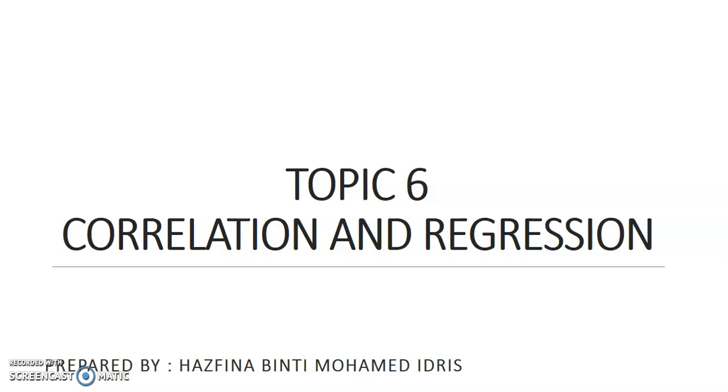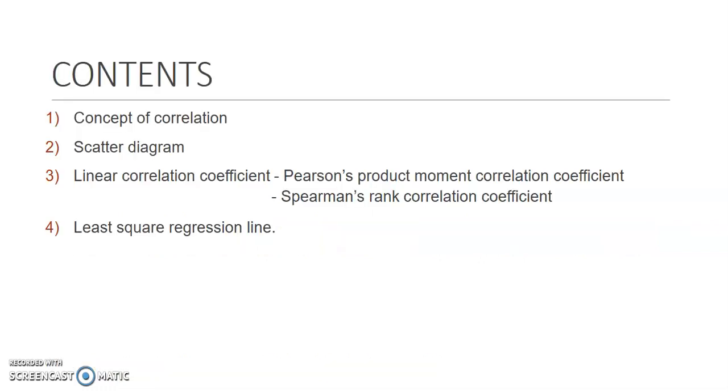In this video, I'm going to explain about topic 6, correlation and regression. These are the 4 contents in this chapter 6. In this video, we are going to focus on the first and second content only, concept of correlation and also scatter diagram.